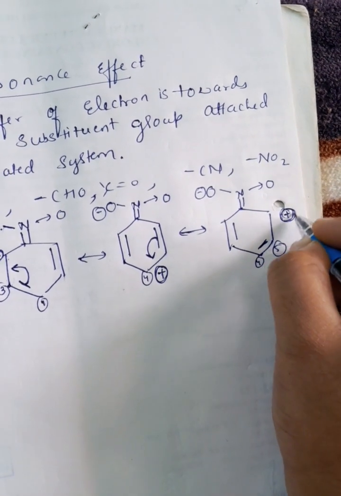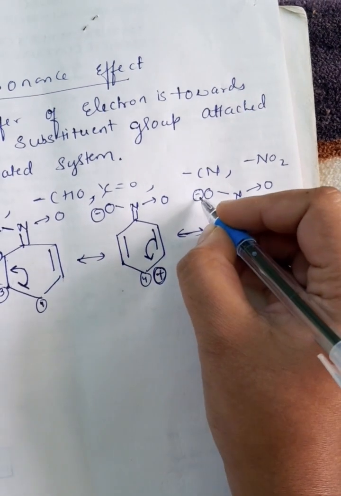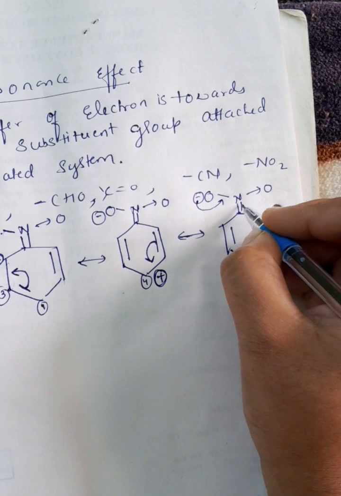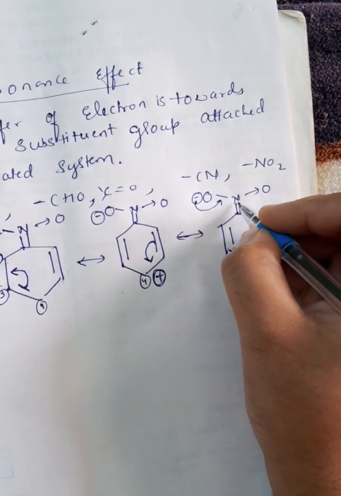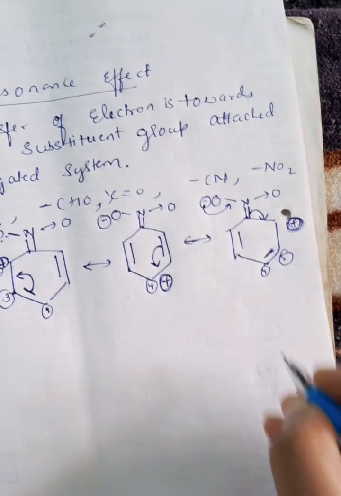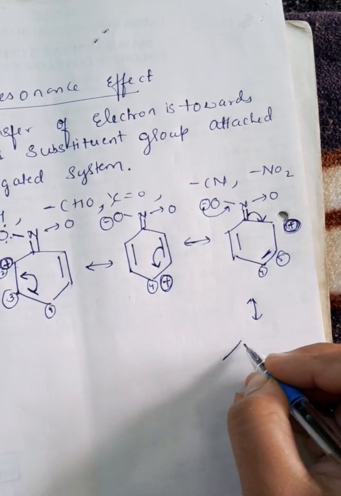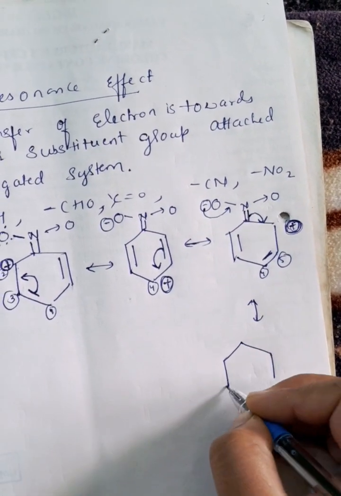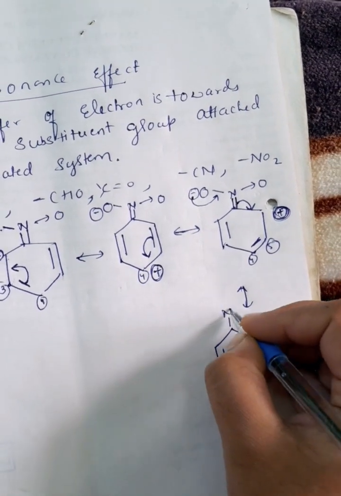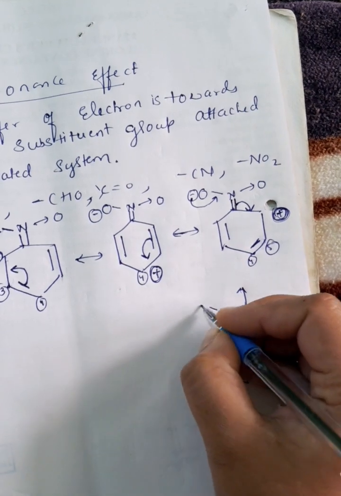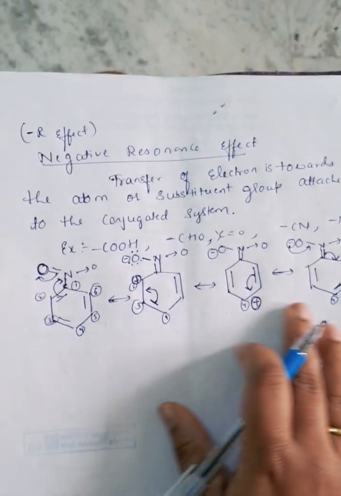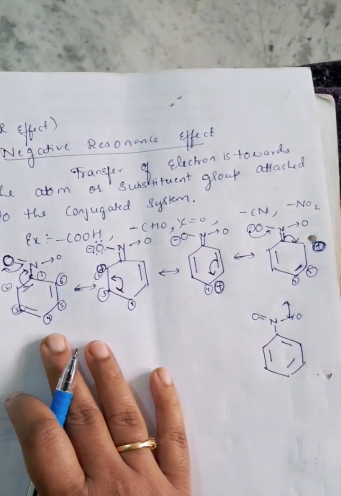Now next, to satisfy this positive charge at carbon 6, this negative charge on the oxygen will shift here. Again, the pi electrons between nitrogen and carbon will shift back here to stabilize this positive charge. As a result, this positive and negative are stabilized, and you will get a stable nitrobenzene group, nitrogen with oxygen. So you see that the positive and negative charges are stabilized. This is how you are supposed to draw the resonating structures of a nitrobenzene ring.